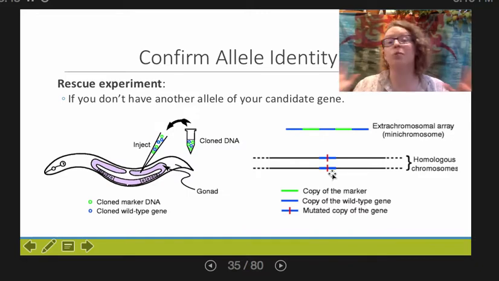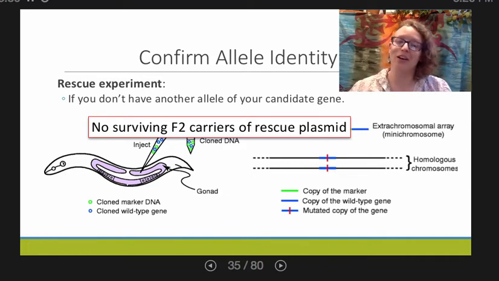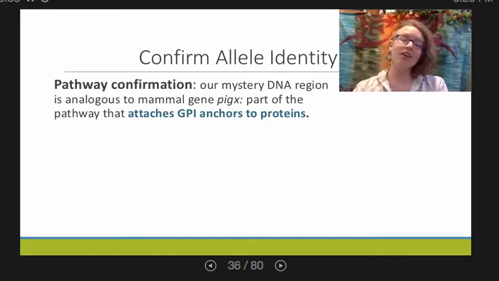So we would have loved to do this. We did do this. We did this for months, and nobody survived. There was no surviving offspring. Apparently, this stretch of DNA is toxic when there's extra. Oops. So that's life. Moving on to pathway confirmation.